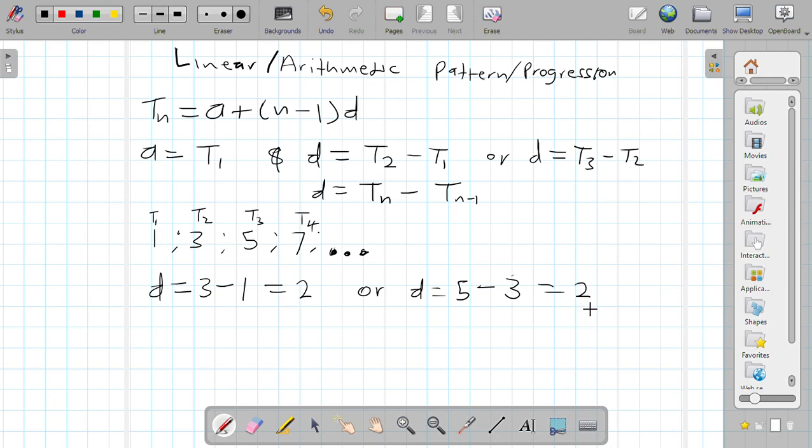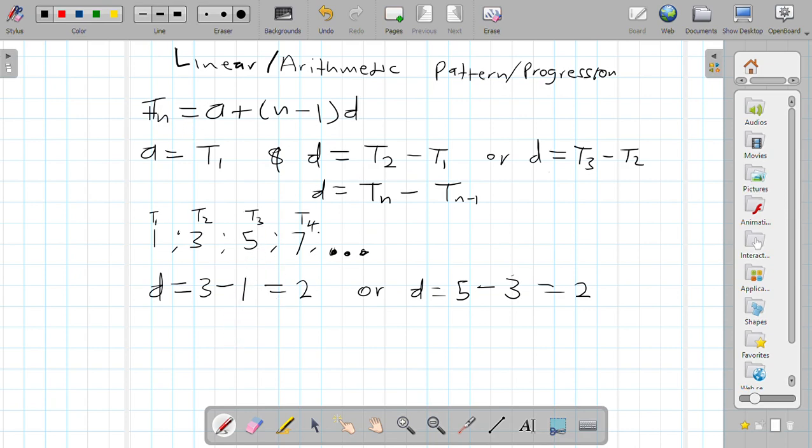For interest's sake, you can go further to do term number 4 minus term number 3, just to convince yourself further that the difference is constant, because it must be constant for our pattern or progression to be linear or arithmetic, meaning the value of d must be the same throughout. d is equal to 2, same here, d is equal to 2. For your exercise, you can do term number 4 minus term number 3.